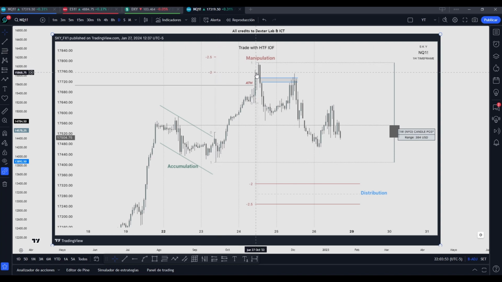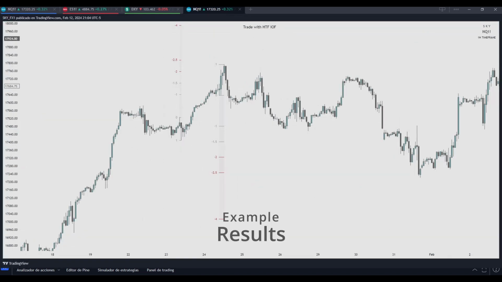We leave another manipulation leg, and we can now be projecting the distribution to the downside to less 2 and less 2.5, clearing the accumulation and manipulation movement liquidity. So all this low resistance liquidity will be cleared up till our distribution phase. Very simple, very fast.